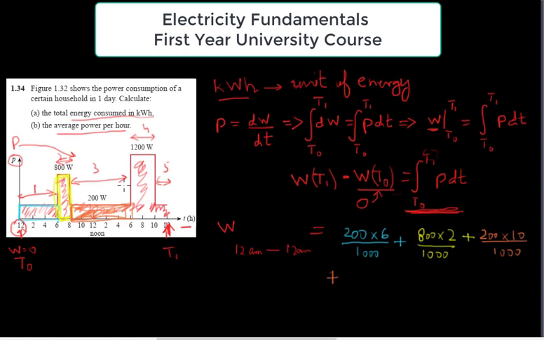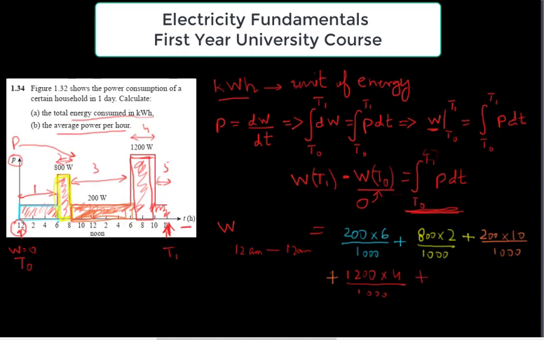plus this second last region. Let me pick another color for that. So this region over here, and in this region you can say 6, 7, 8, 9, 10. 4 hours on the base, and the height of this rectangle is 1200. So 1200 times 4 hours divided by 1000 for the kilowatt hours.